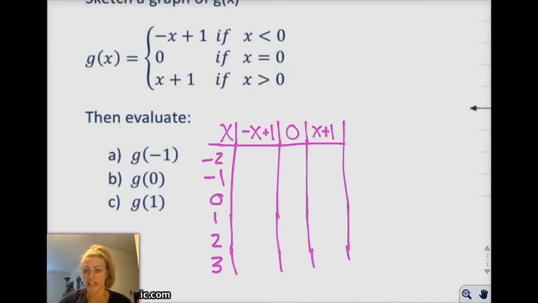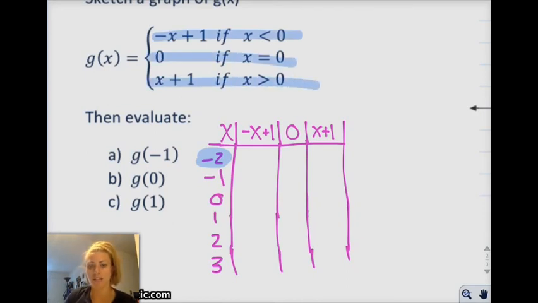So when you're plugging the x values in, you want to figure out what part of the domain you're on and what chunk of the graph you're on. So when x is negative 2, I need to figure out, am I here, or here, or here? Negative 2 is, in fact, less than 0, so we are on the first function. So I just plug in negative 2 for negative x plus 1.